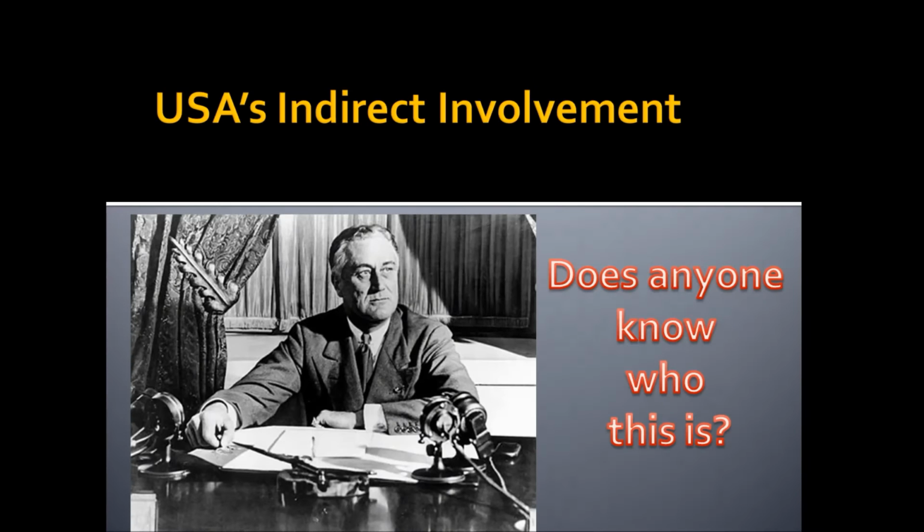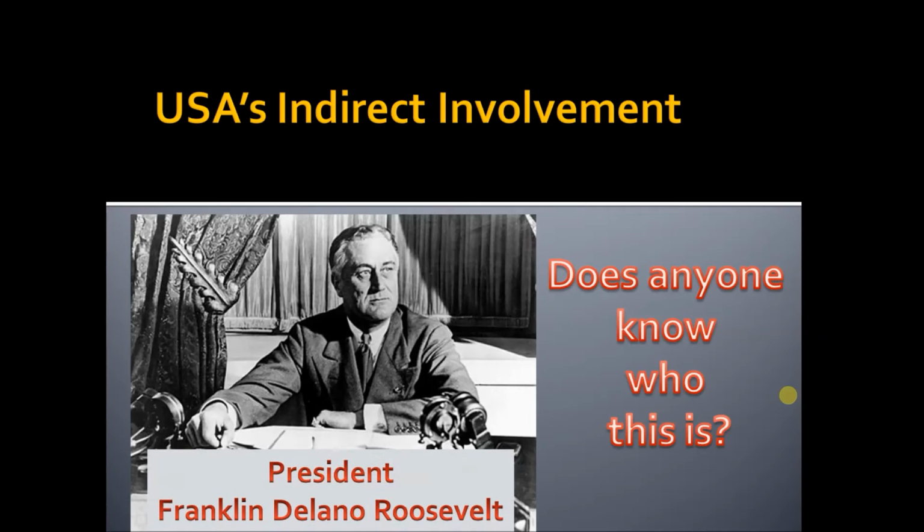So now we move on to the section on US indirect involvement. Now, for a start, can anyone tell who this is? I can envision all of your hands raised up in the comfort of your own homes, screaming, President Franklin Delano Roosevelt. Yes, and you are correct. He is President Franklin Delano Roosevelt of the USA. He was the president of the US between 1933 to 1945.